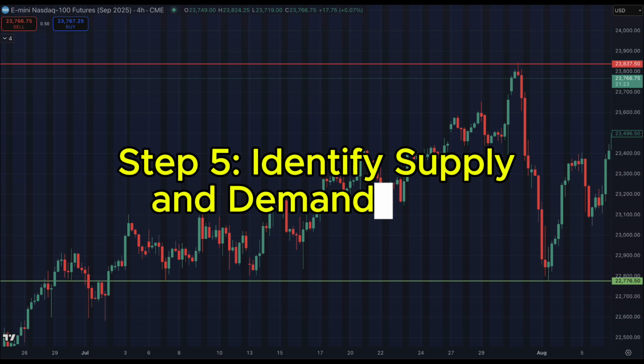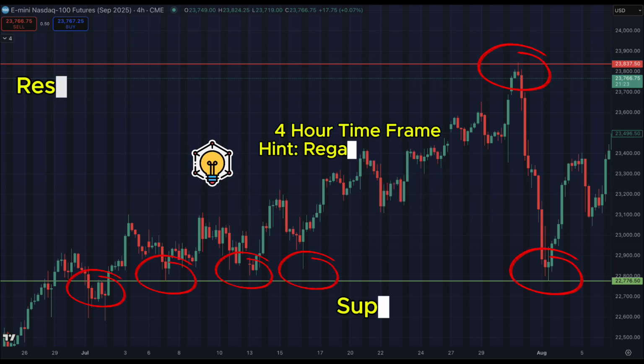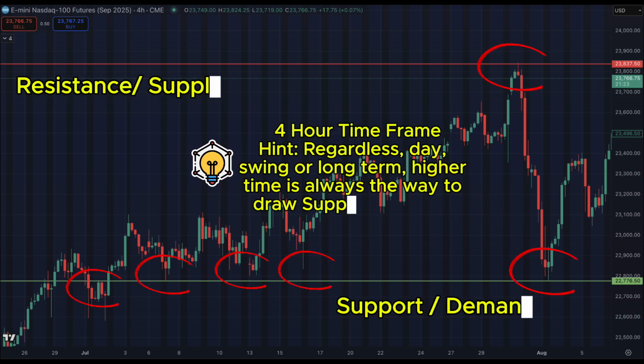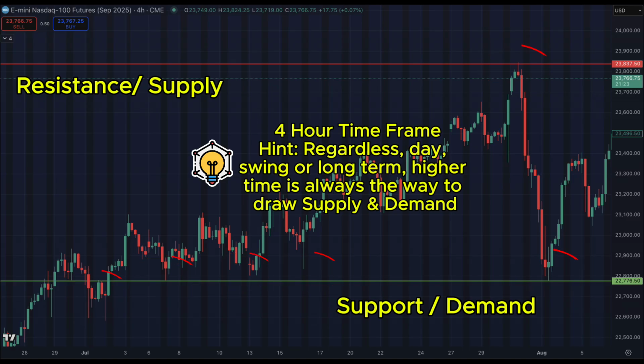Step 5. Identify supply and demand zones. Now, look at the areas where price reacted strongly in the past. These are your supply, resistance, and demand, support zones. Institutions often leave their footprints here, and price tends to revisit these zones before continuing in its chosen direction. Recognizing these areas helps you anticipate where reactions are likely to happen again.